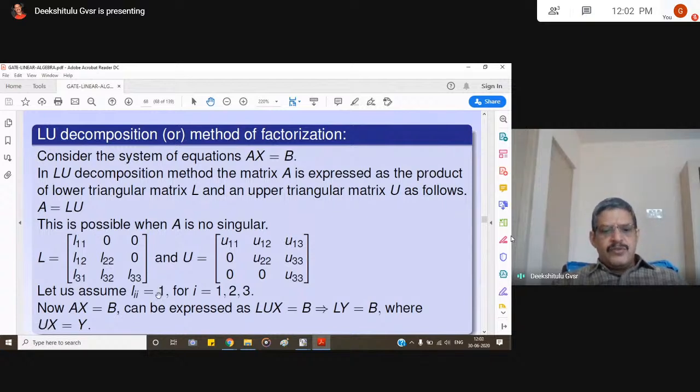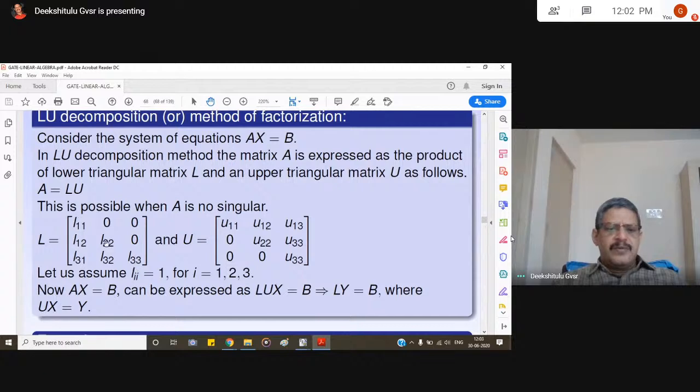Assume that L11 is equal to 1, that means L11, L22, L33 are 1. That means the diagonal elements are 1. So while decomposing this matrix A into L and U, see that L11, L22, L33 are 1s.